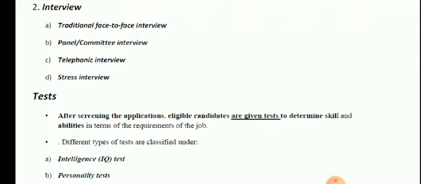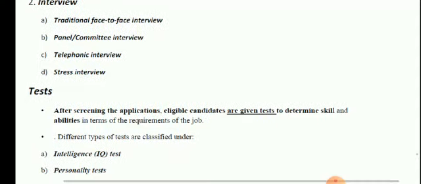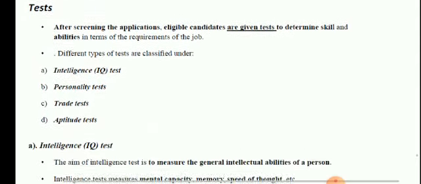This test is carried out after some screening, some written examination. Those who have cleared the written examination can proceed, so this written examination can be treated as a test. After screening the applications, eligible candidates are given tests to determine skills and abilities in terms of the requirements of the job. First of all, the candidates are screened depending on their resume, after verifying their resume, to see who all meet the requirements and qualifications. Then eligible candidates are given tests. Different types of tests are classified: IQ test, personality test, trait test, aptitude test.